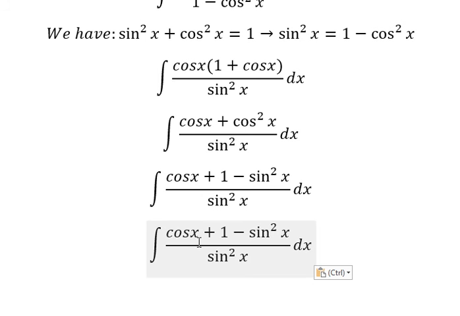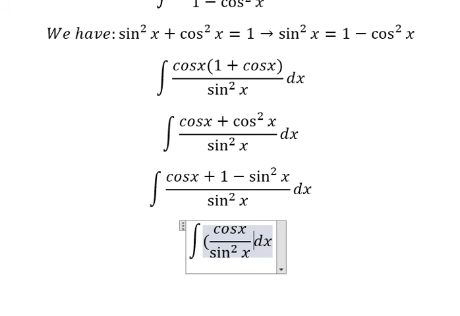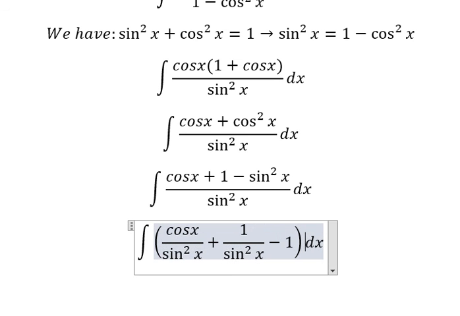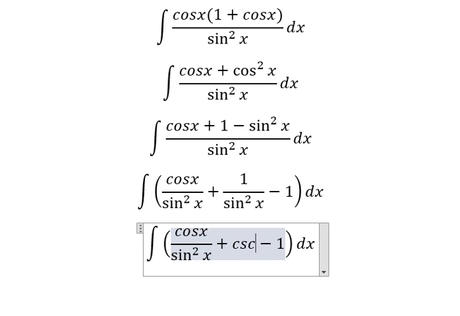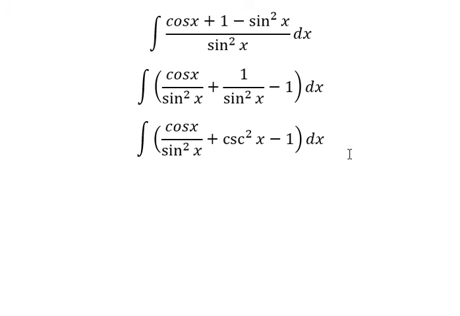So we have cosine x divided by sine x squared, and number 1 divided by sine x squared. So this one you got cosecant of x squared. The integration of cosecant x squared, you got negative cosine x. Number 1, that's negative x.